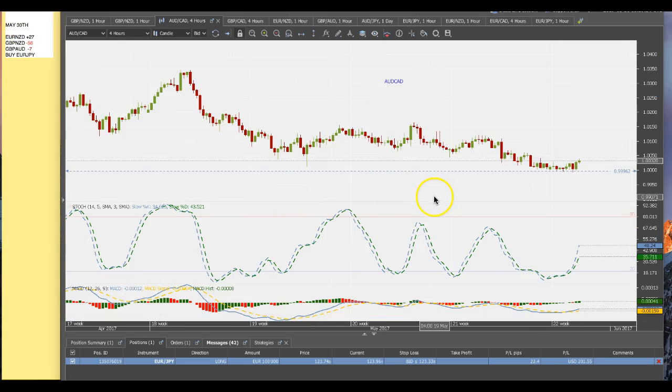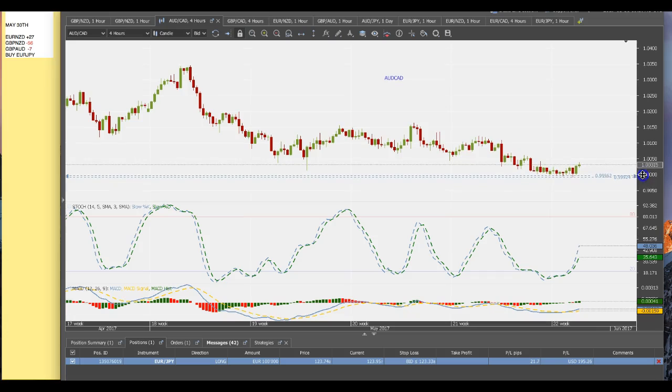Here is the Australian Canadian dollar. And again, we have an advisory indicator buy signal at 99.96.